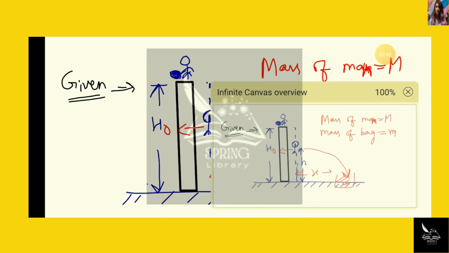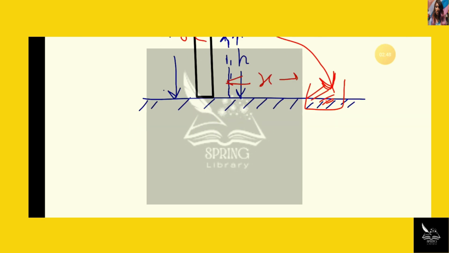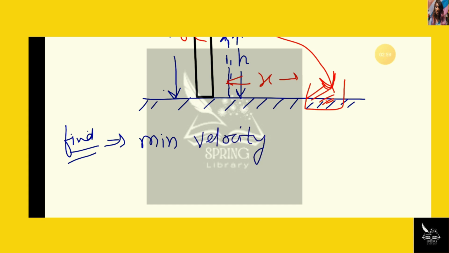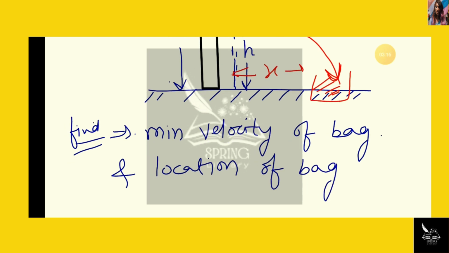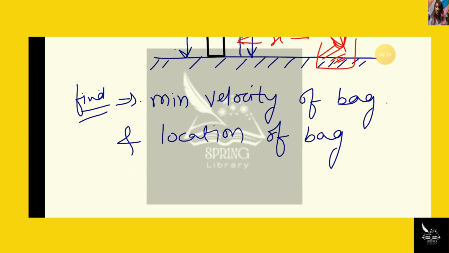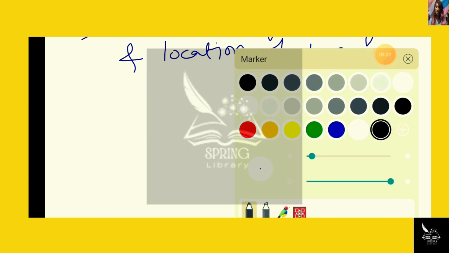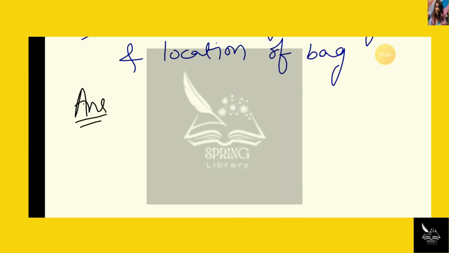After throwing that, the question says we have to find the minimum velocity of this bag, and after it we have to find the location where the bag lands on the ground. So this is the question. Now let's start answering it. In the answer, first I will try to find the minimum horizontal velocity of the bag.